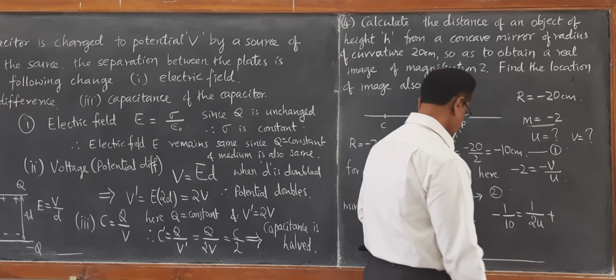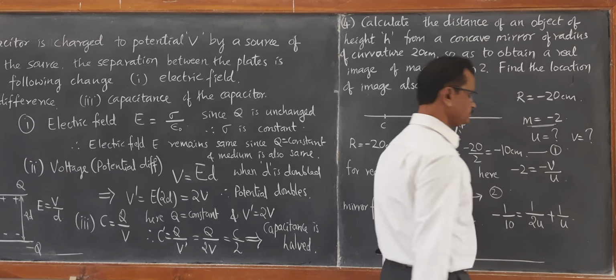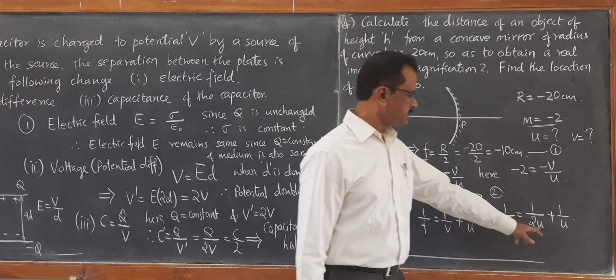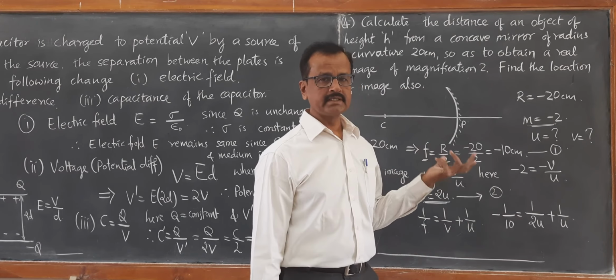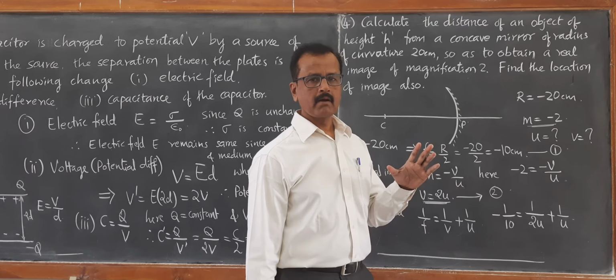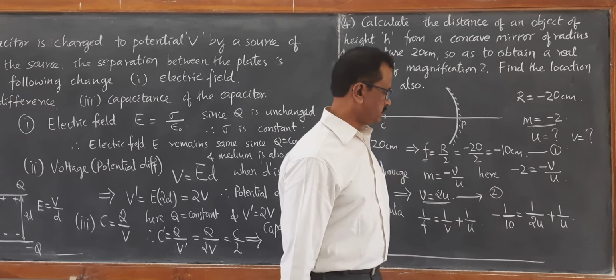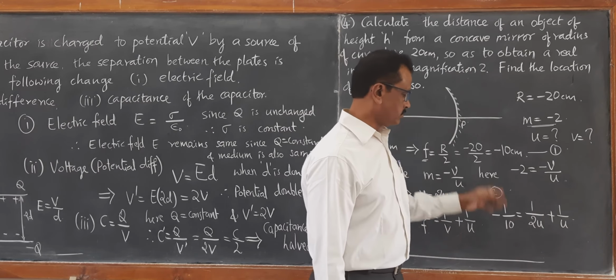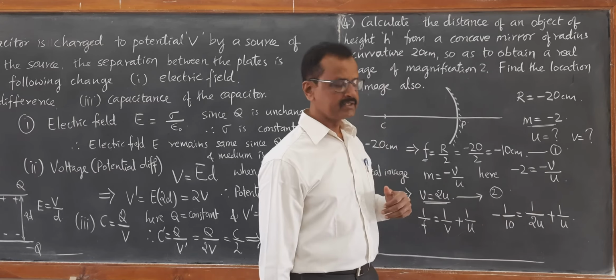plus 1 by U, you take U as it is. You need not take any sign convention here because we are given neither the object distance nor the image distance. So we have to take V and U as they are. Now we can calculate the value of U, and from that U we can calculate the image distance.